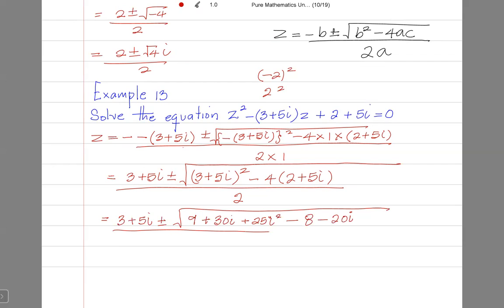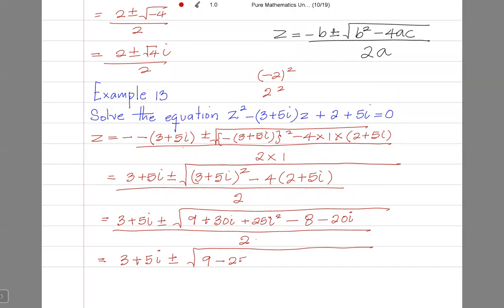All over 2. Now all I need to do is simplify whatever I have under the bracket. This is 3 plus 5i. I don't think this question is for the faint-hearted. Now the square root of, this is 9. 25i squared is the same as saying minus 25. Do you agree? Yes, sir. All right, minus 8.